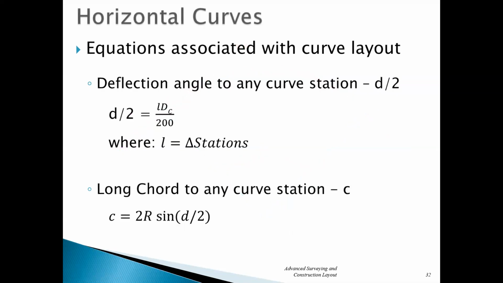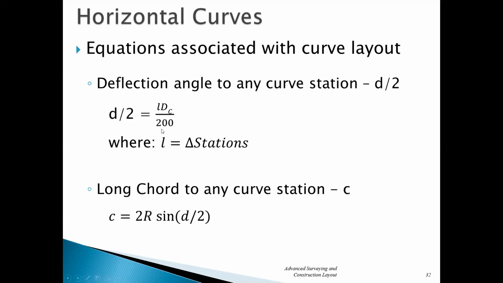So here are your equations when you do any kind of layout. First you need the deflection angle, and that is based on the distance L, which is your length of arc, times your degree of curve divided by 200. Now what's cool about this, you're going to be doing different stations, but you'll be set up essentially at one spot. So L is always the distance from where you're sitting to where you're going. That's why I'm using the term delta stations, which means change in station.